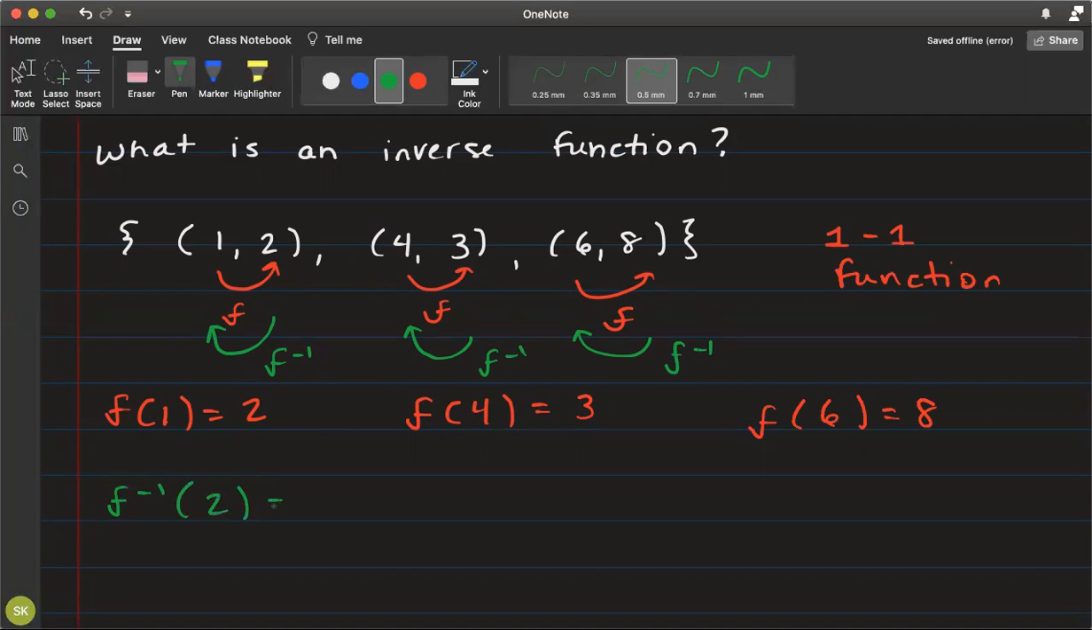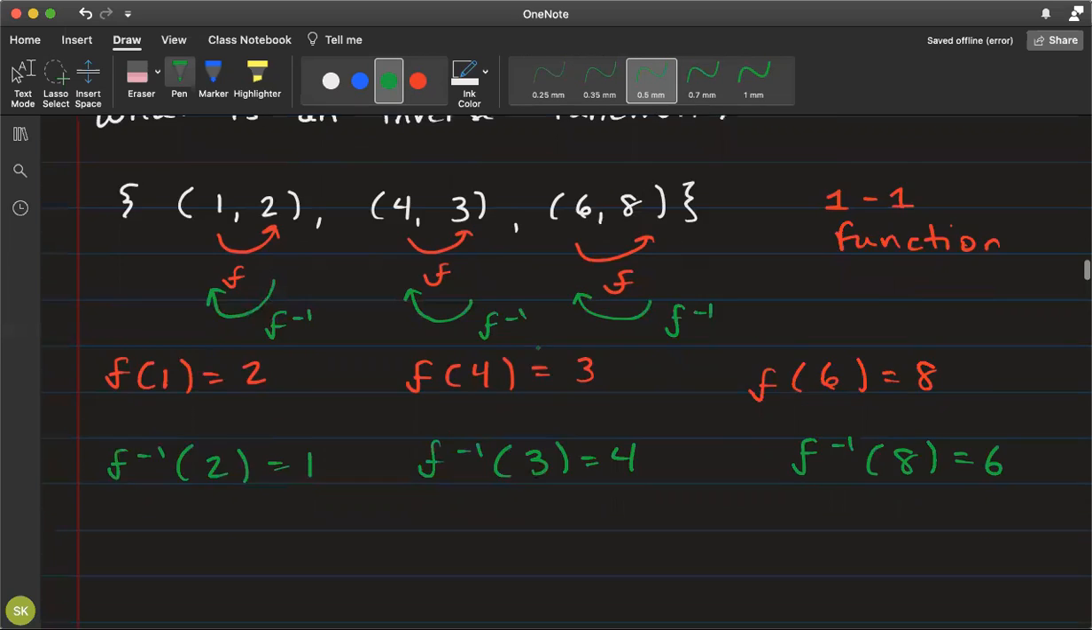So 2 will go to 1, 3 goes to 4, and 8 goes to 6. It's like reading the points backwards. So to do an inverse function, we'll go 1 to 2 and go back to 1. 4 goes to 3 and goes back to 4. So it's just reversing this relationship. Let's write the definition down here.